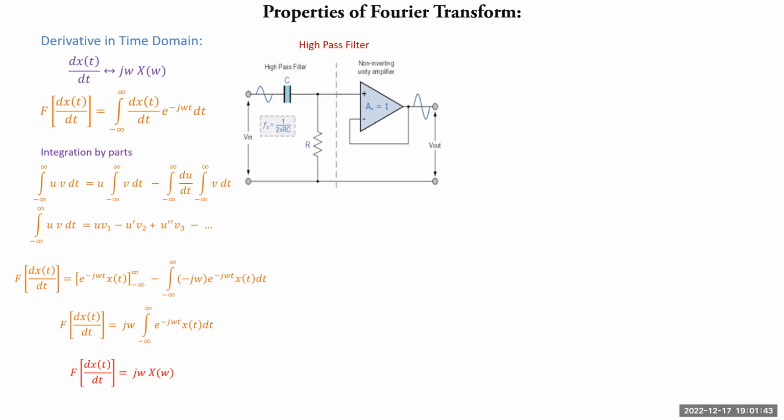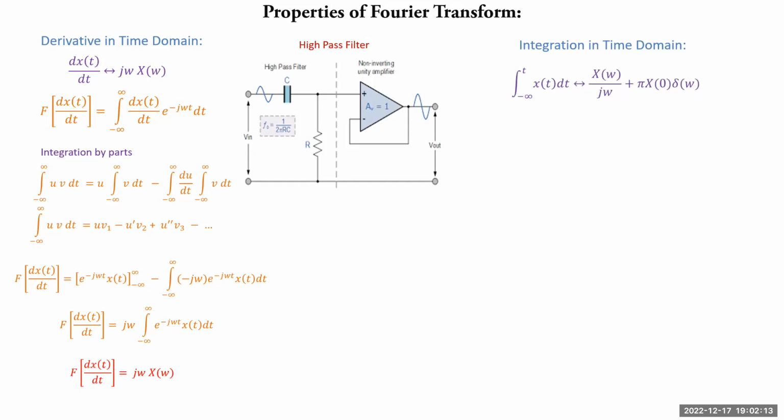So the operational amplifier here avoids a loading effect and provides an ideal differentiator circuit. This is a very popular circuit which is called a high pass filter. So the differentiator operator can be implemented as a high pass filter using an RC network. Similarly, we can see the low pass filter, and the property is called integration in time domain.